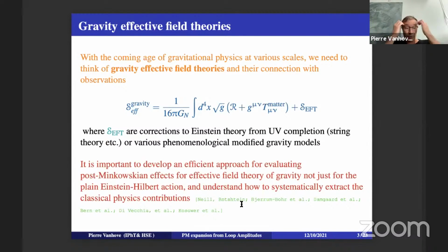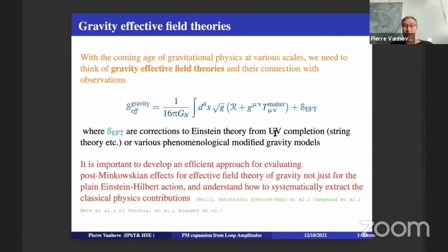Thanks to a long list of people, essentially from the scattering amplitude community, there is now a new way to evaluate these classical observables in gravity, starting with computations in scattering amplitudes. You do quantum scattering amplitudes, and there is a way to extract classical quantities that you then feed into gravitational wave physics. The point of the talk is to explain some of the techniques we have developed for that.